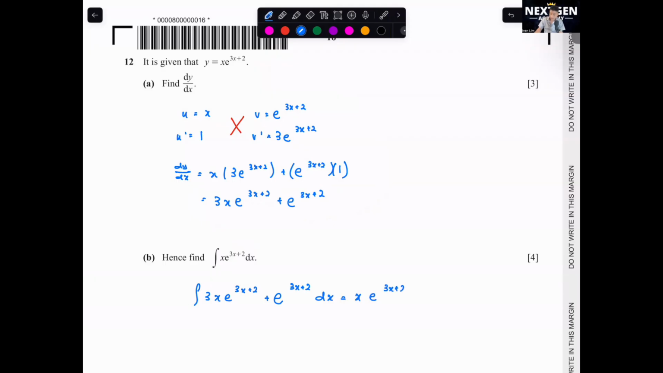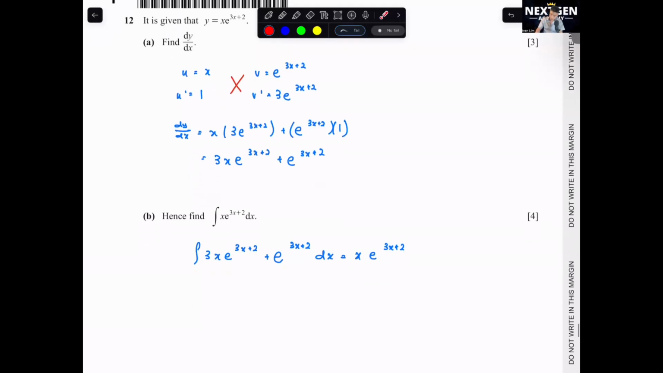Our level right now, we never learn how to integrate this one, like a product rule kind. Next time when you go to college, you will learn this. But for now, we won't be learning this. So now we only want x and 3e to the power of 3x plus 2, which is this part here. So any other things, we want to bring it all to the right-hand side.